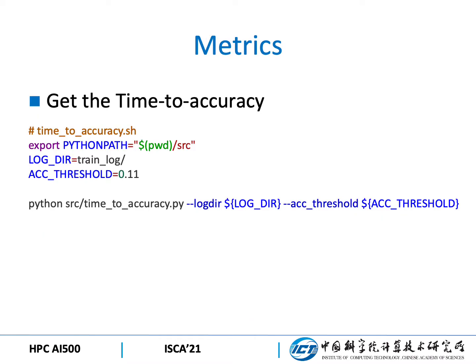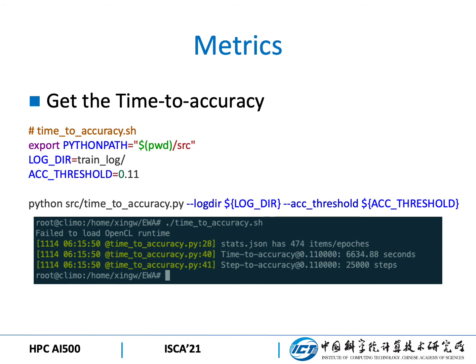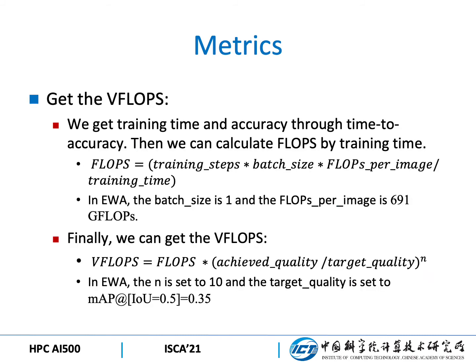As for the metrics, we can get the time to accuracy by the time to accuracy shell script. As shown in the figure, the time to accuracy is about 6,000 seconds. Next, we introduce how to calculate valid FLOPS. We get training time and accuracy through the reported time to accuracy. Then we can calculate the FLOPS by training time as the following formula.